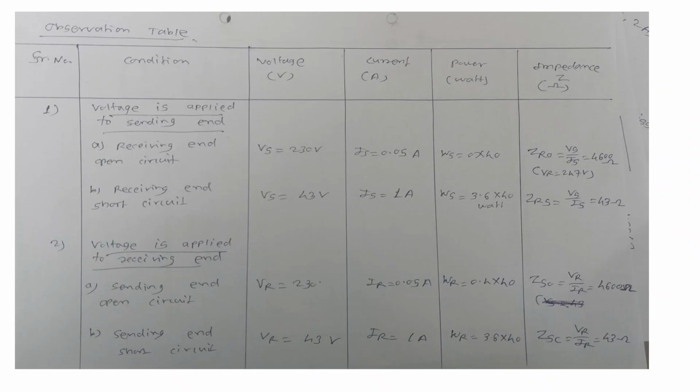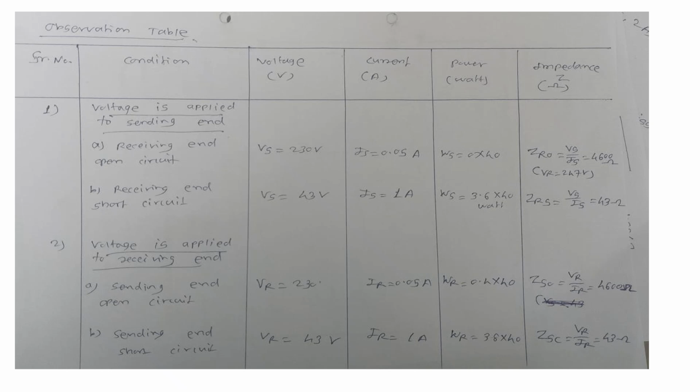Now we'll go through the observation table. In the observation table, as we have discussed, there are two cases. In one case, we'll provide the voltage to the sending end of the transmission line, and in the second case, we'll provide the voltage to the receiving end of the transmission line. Whenever the voltage is applied to the sending end, that is the case for which we have already gone through the video regarding the connection.